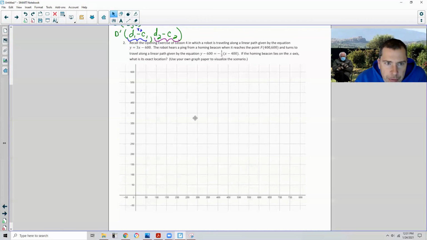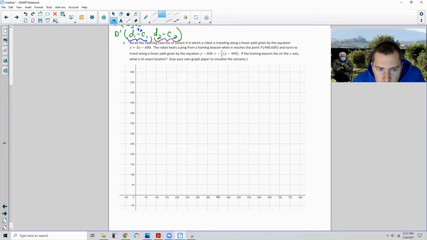Okay, so here's the graph paper. Let's just quickly plot these points. We're at F: 400, 600. So here's 400, and if I go up to 600, 400, 600 is right there. That is F. Okay, and so what are we saying here?